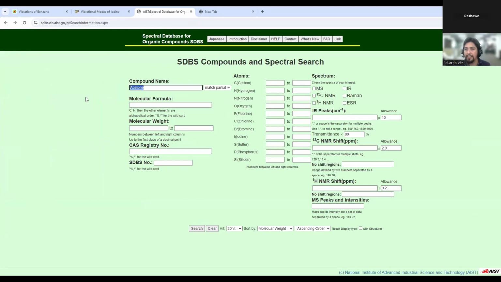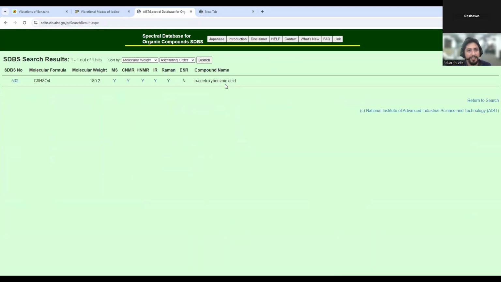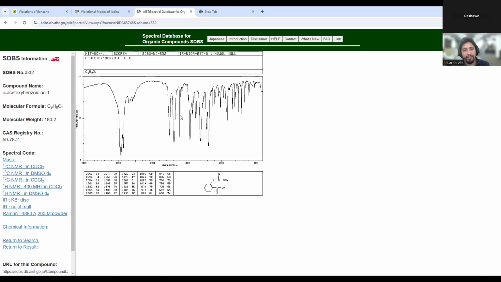Oh, we were doing acetylsalicylic acid, right? So acetylsalicylic acid. I think I misspelled that. Here we go. Acetylsalicylic acid. So let's search that up and see what it looks like. Here it is. IR spectra, yes. And you see the structure right there, and here's the spectra.